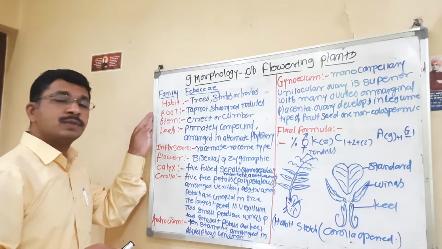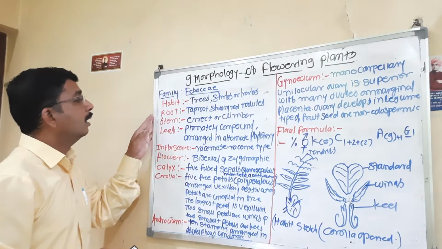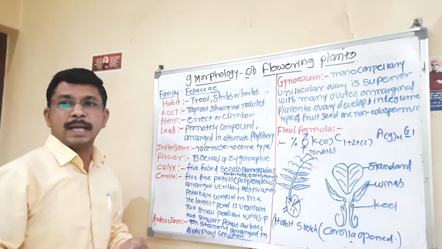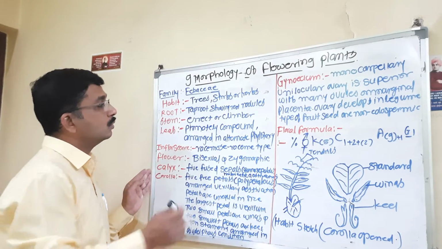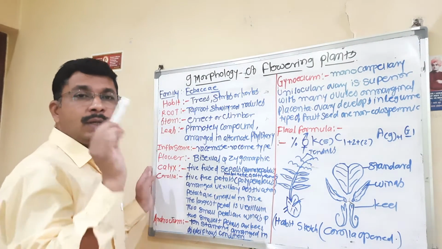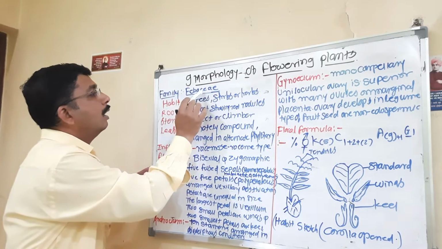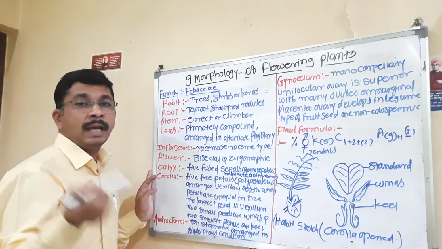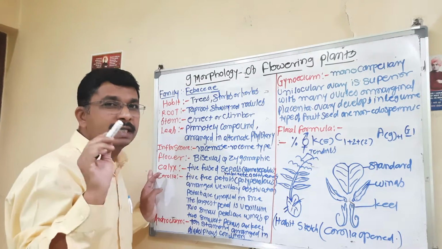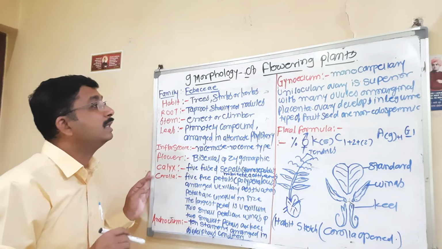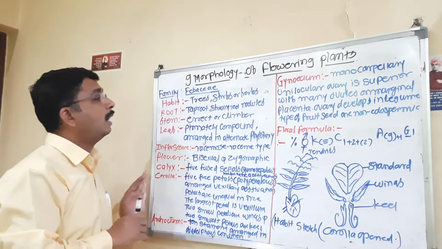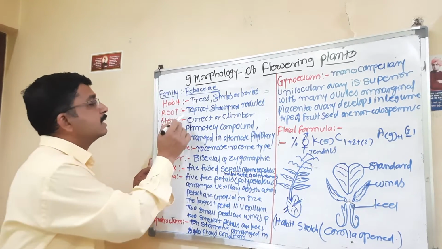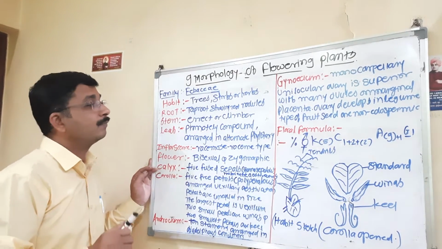Then about the root system: it is a taproot system showing nodules. When we are talking about the Fabaceae family, we are talking about the pea plant, and pea is a dicotyledonous plant. The peculiar character of a dicotyledonous plant is the presence of a taproot system.